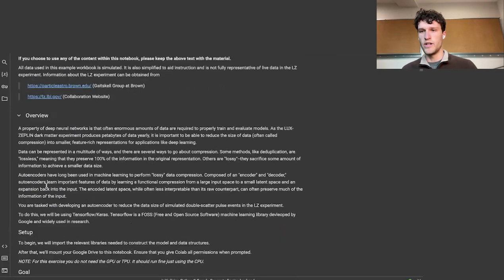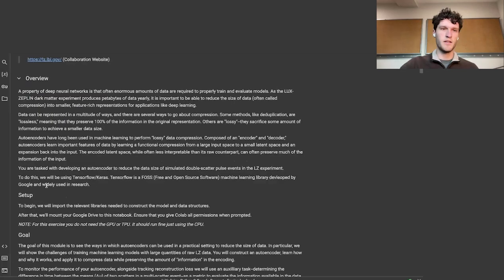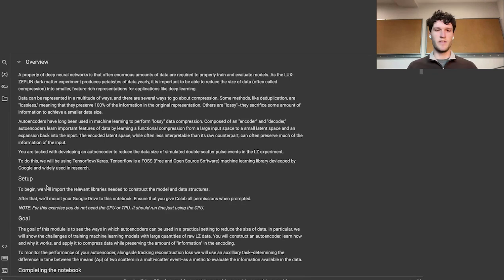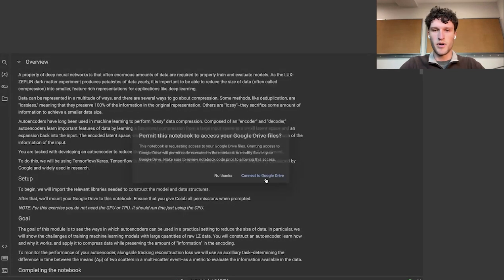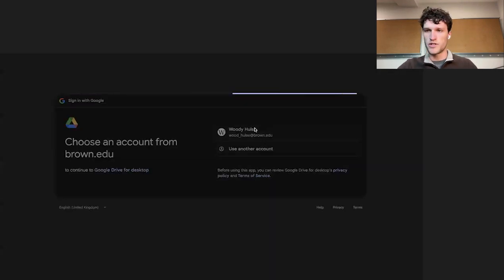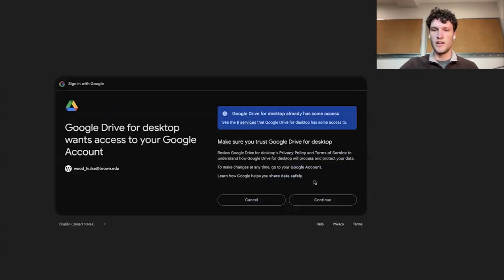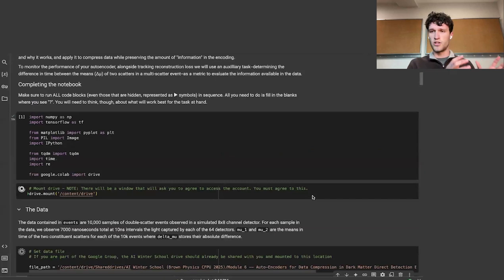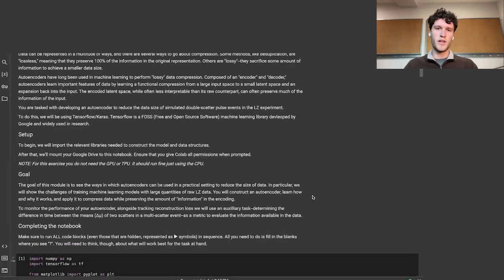So as Shawn talked about, we are using this LUX-ZEPLIN data, and specifically the motivation for this, as we mentioned, is that we have petabyte scales of data. That's like a quadrillion bytes, and almost impossible to work with, certainly on a personal computer. Even on large scale computers, it's very difficult to do. And so we want some way to take this large quantity of data and shrink it into some workable form.